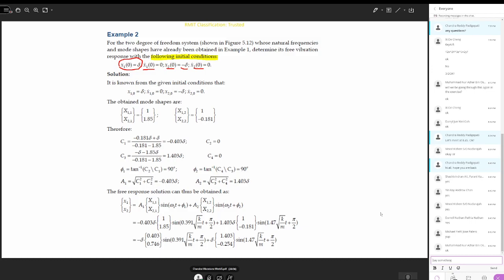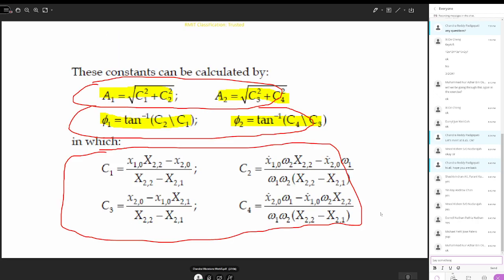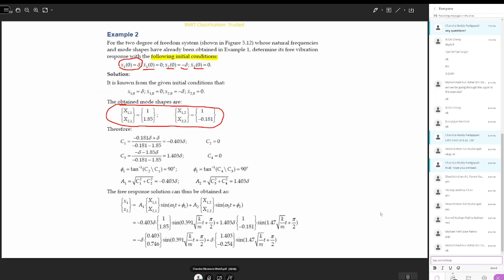Once you know the initial conditions, and the modal shapes from the previous problem, you use these equations, substitute all the values and calculate C1, C2, C3, C4. C1, C2 and C4 come out as 0, and C3 is calculated. From there you can calculate phi 1, phi 2, A1, A2. Once you get all these values, you can write the free response solution in matrix format like this.